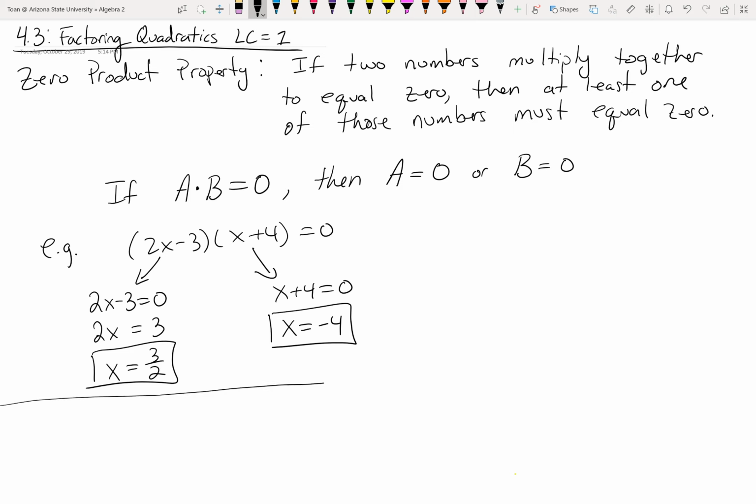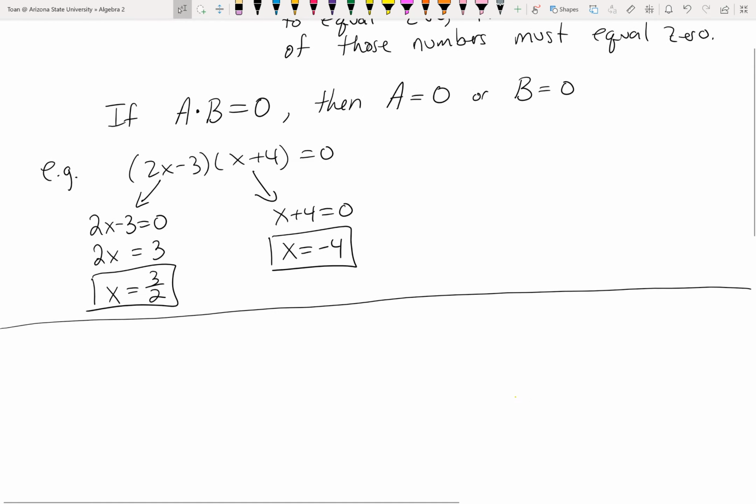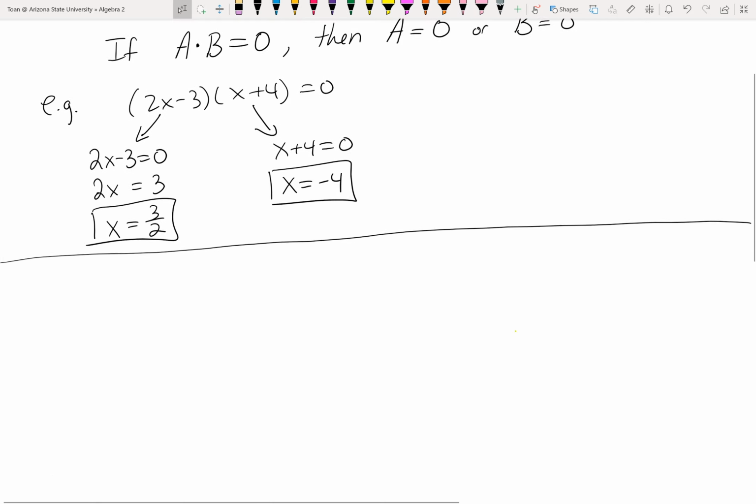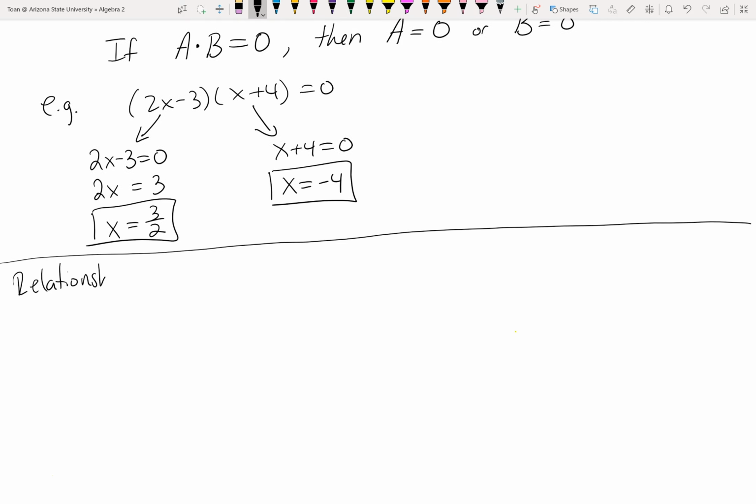So today is all about, well, what if they don't give it to us in factored form? What if they give it to us in standard form and we have to factorize? Well, we just have to exploit a relationship between factored form and standard form. So this is the relationship between factored form and standard form.